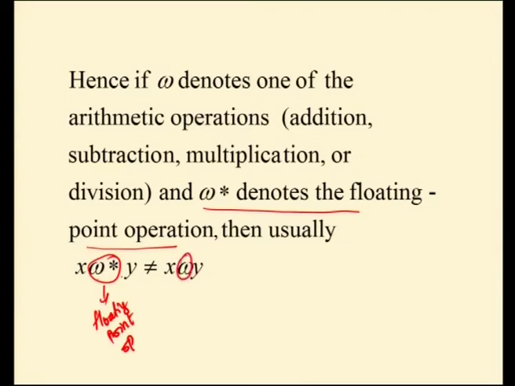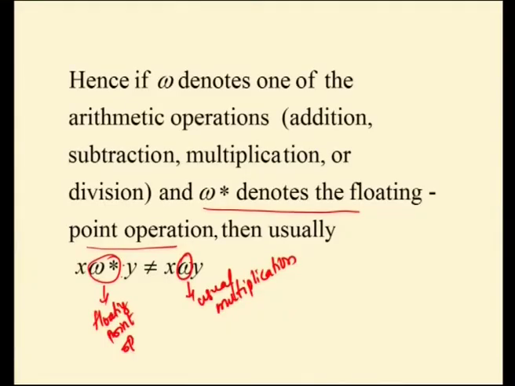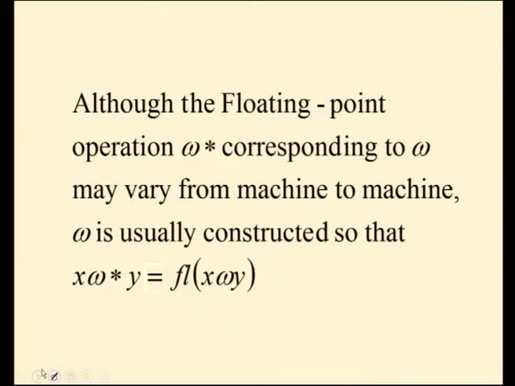Okay, and for x and y, this is usual multiplication. That is, x and y being multiplied usually is not equal to floating point multiplication. Although the floating point operation omega star corresponds to omega, it may vary from machine to machine. It depends on the bits the computer uses.